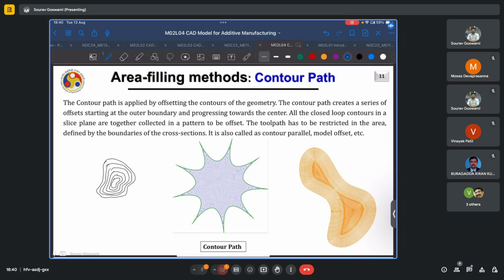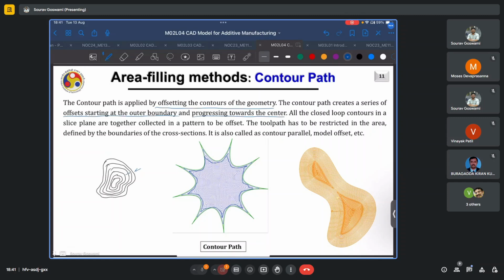The contour path is applied by offsetting the contours of the geometry, and it creates a series of offsets starting at the outer boundary and progressing towards the center. What we see here is that the step over is always maintained constant. Also, the number of lifts is minimized because here we are scanning this very long curve in one go without any lifts. Then we offset and then start again.